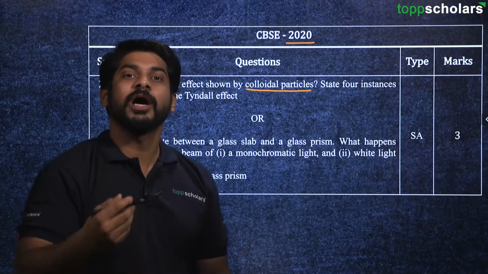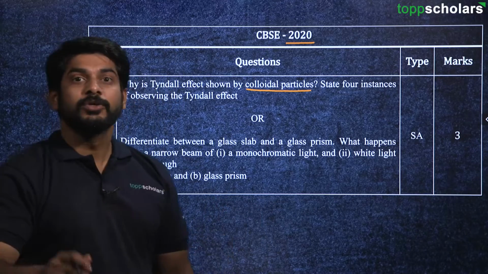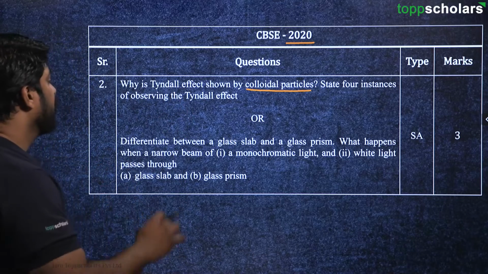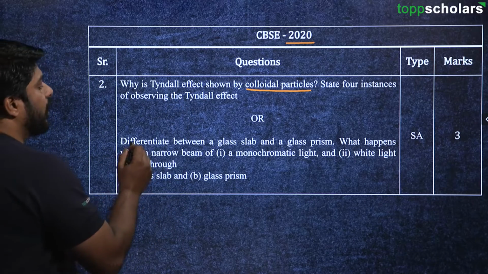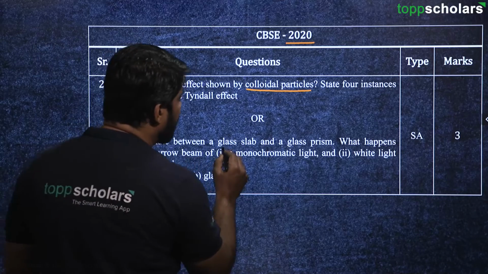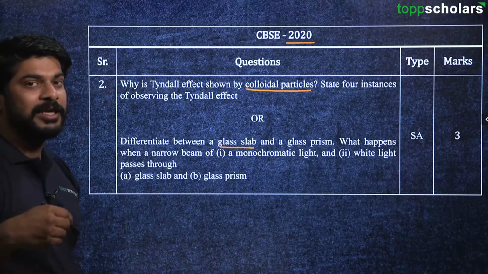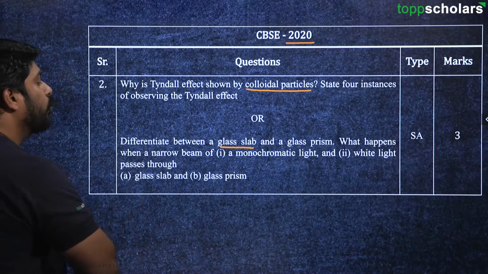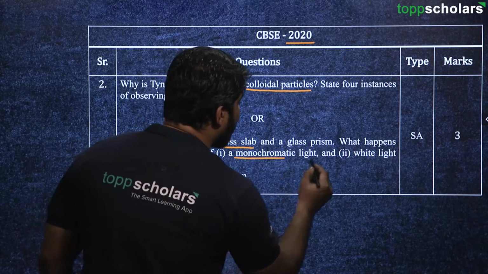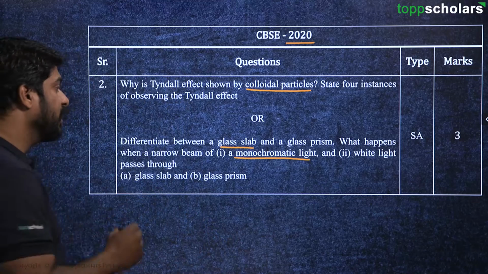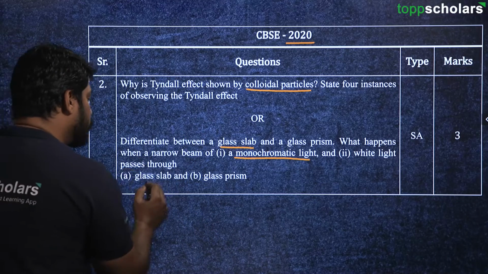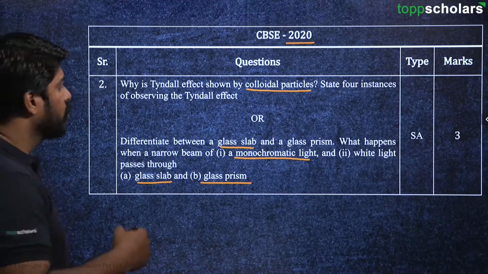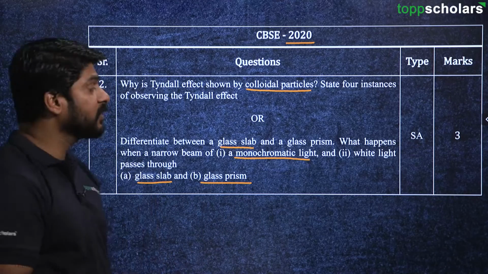In this way, you have to also list 2 more instances. Okay, so this is Tyndall effect. Now moving on to the next question, differentiate between a glass slab and a glass prism. What happens when a narrow beam of monochromatic light and secondly white light passes through a glass slab and a glass prism? So we can simply differentiate between these.